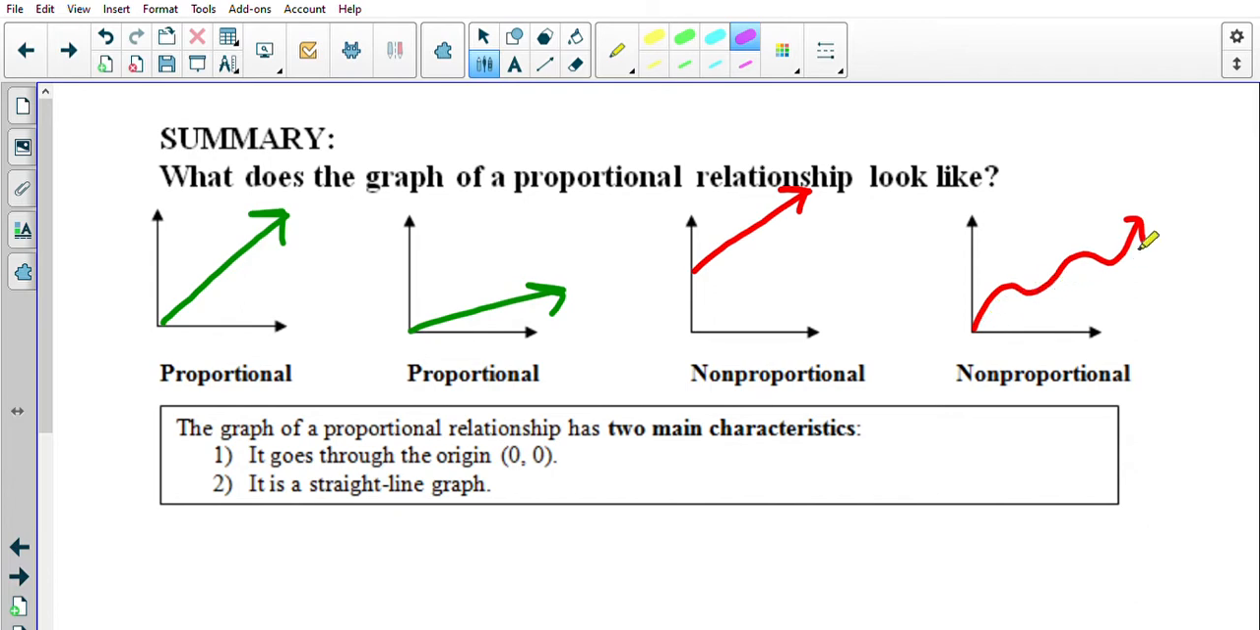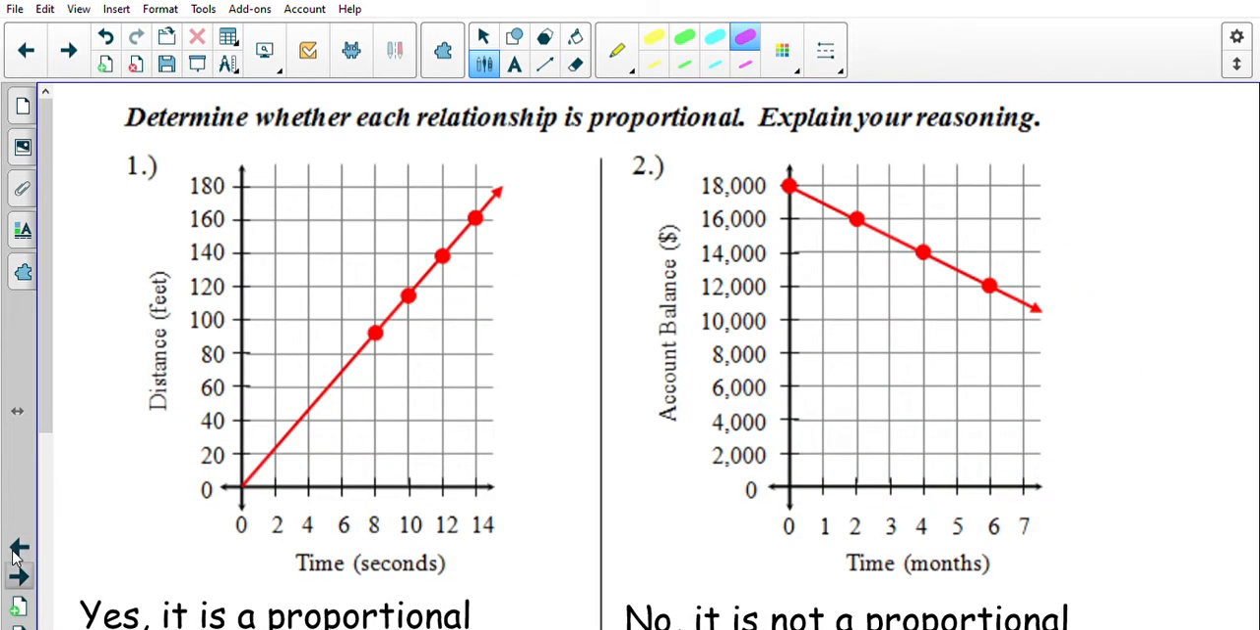Most real life situations aren't going to be proportional because you don't often have a constant ratio or rate. This is a really good real life example where it goes up, then it maybe slows down a little bit, goes up a little bit more, slows down, then goes up again. So those two examples will be non-proportional. Really, the only thing you need to remember here is a proportional relationship is going to go through 0, 0, and it is going to be a straight line graph.